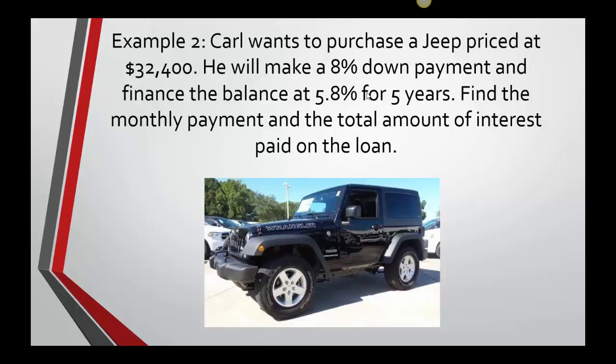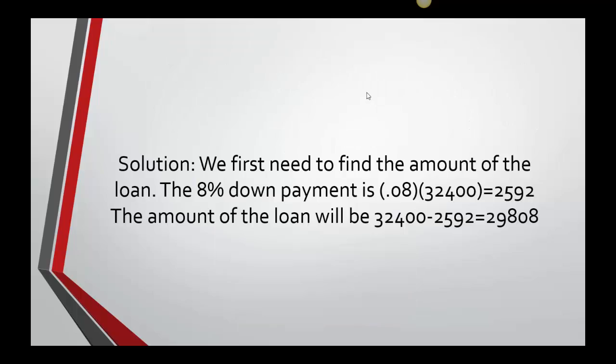So let's say Carl wants to buy a Jeep, and the Jeep is priced at $32,400. Carl decides he's going to pay 8% down and finance the balance at 5.8% for 5 years. So let's find two things this time. Let's find the monthly payment, and then let's find how much interest he is going to pay on the loan. So to start, we need to find what this 8% down payment he's making is.